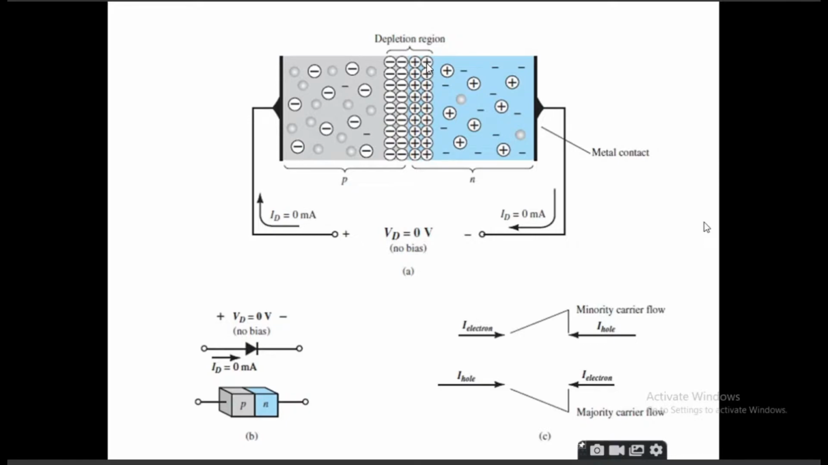So at the depletion region, you can find that there are positive ions on the n side, negative ions on the p side, but there are no mobile charges, that is the holes or the electrons, within this region. And that's why this region is called the depletion region.